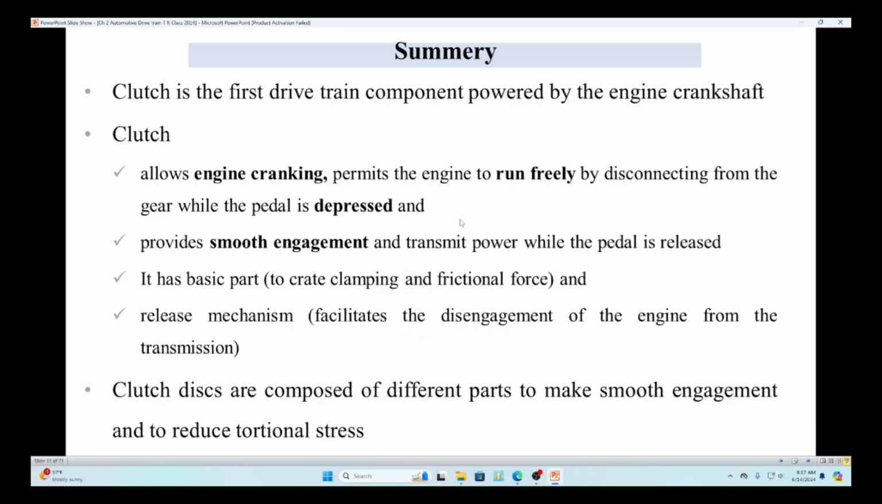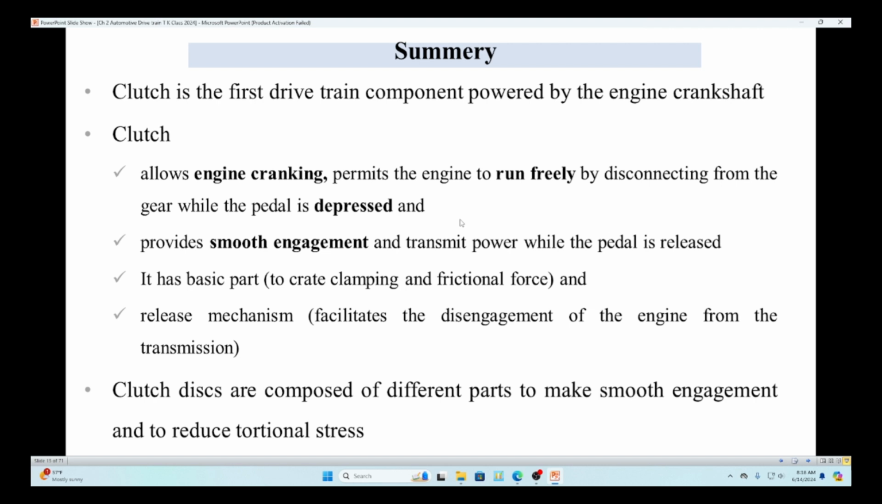If we see the summary of this part, obviously the clutch is the first drivetrain component powered by the engine crankshaft, and this clutch allows the engine to run freely by disconnecting from the gear when the pedal is depressed by the driver. That means if the driver depresses the clutch pedal, it allows free cranking, or it runs freely even if we select the gear.